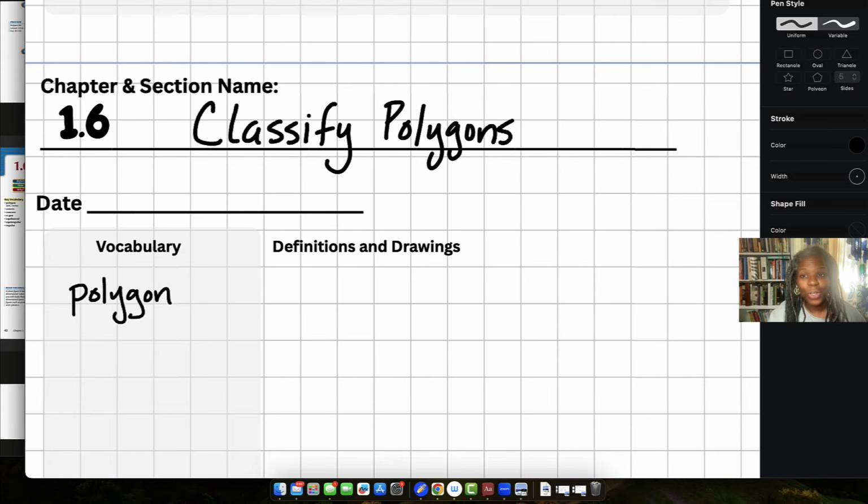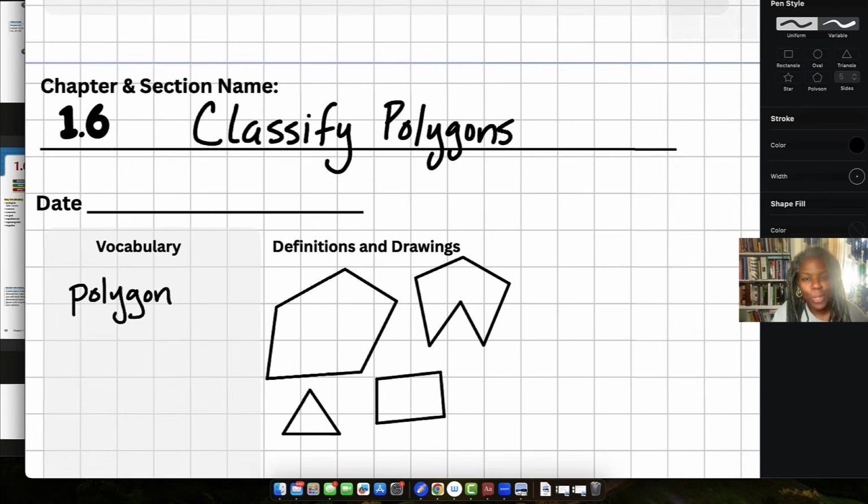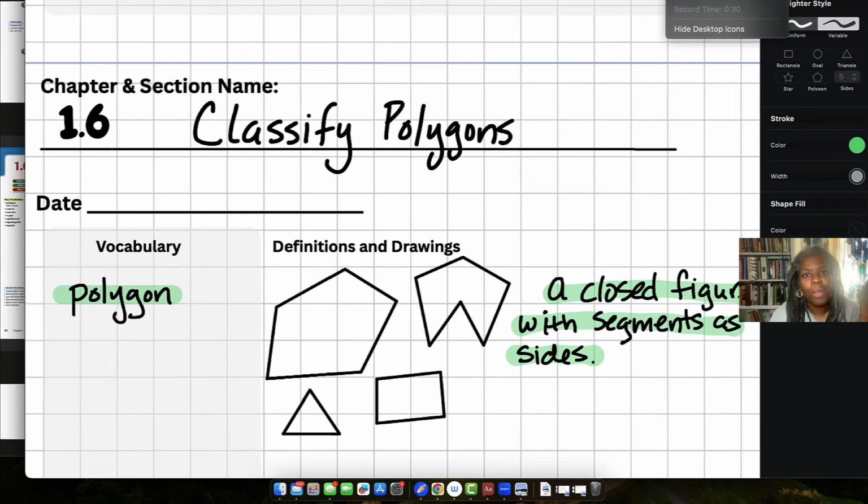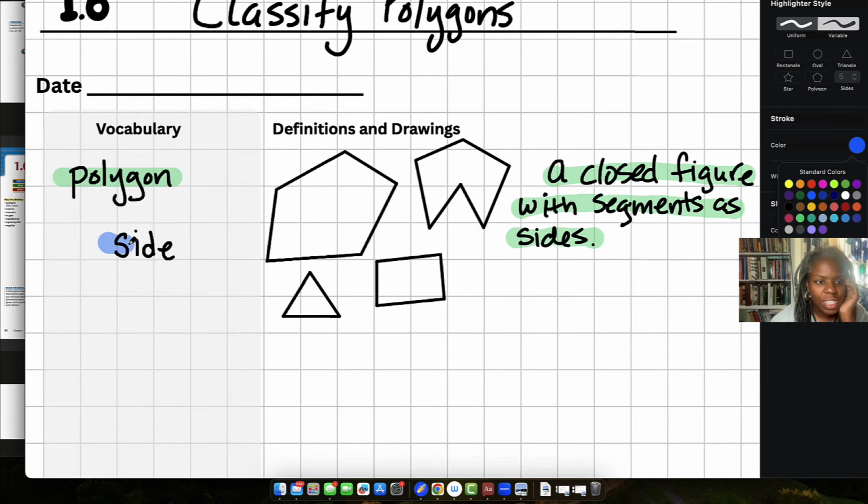Our first word is polygon, and here are some pictures of polygons. A polygon is a closed figure with segments as sides. So the sides of a polygon would be a segment, and you've seen polygons before. Let's talk a little bit more about what they're made up of. The side of a polygon would be the part that's the segment.